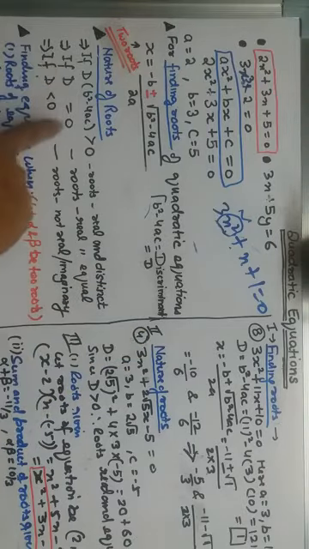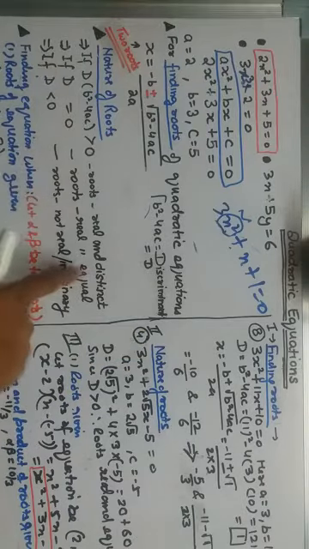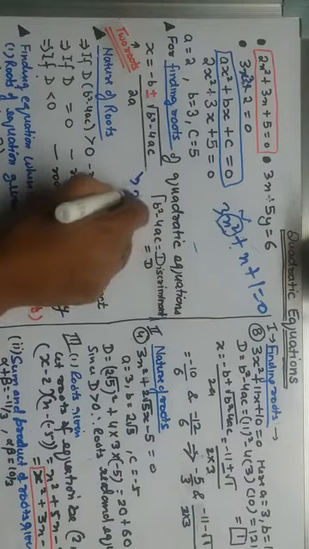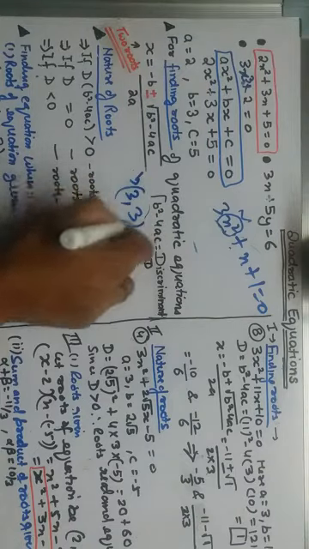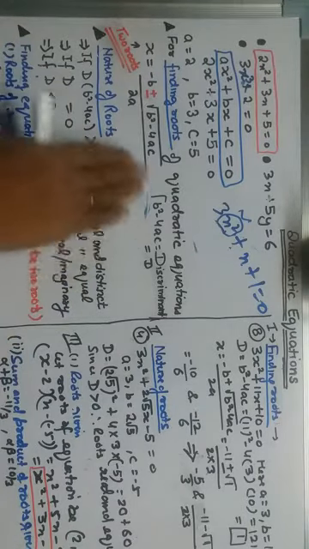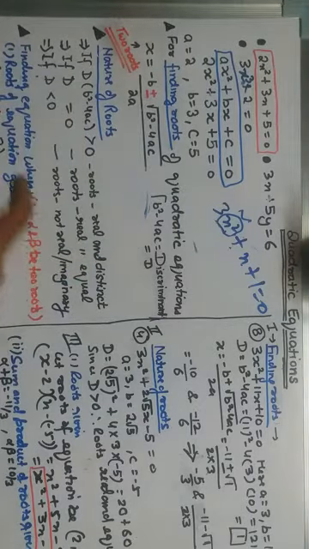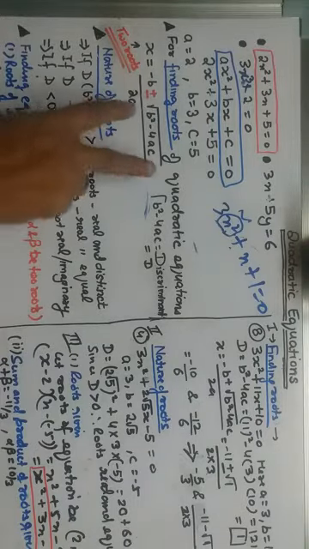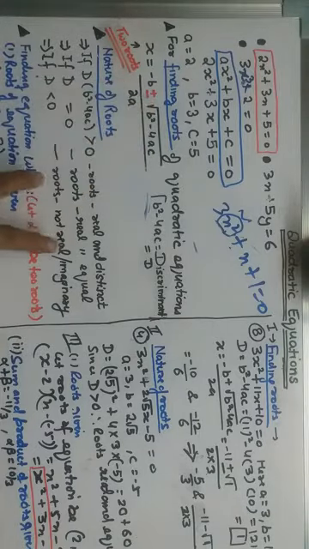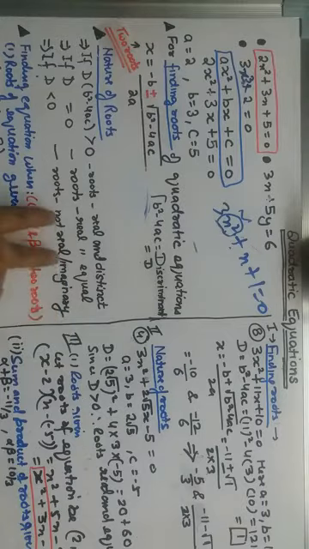If D is equal to 0, roots are real and equal. Roots are real and equal means in this case the roots will be, suppose one is 3, the other will also be 3. So there will be two real roots and they will be equal to each other. Third case, if by chance the value is less than 0, under root of any negative value will be imaginary or not real. Clear?